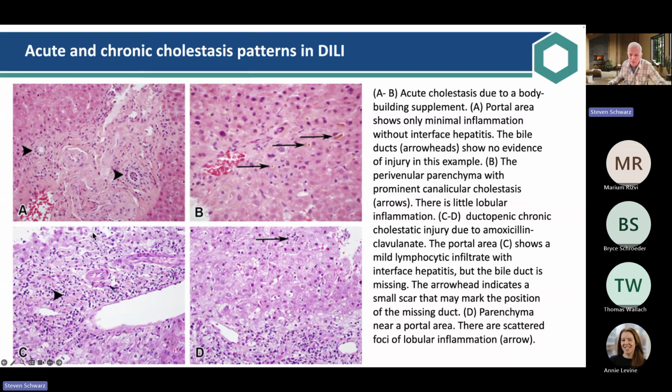Here we have lobular inflammation showing a mixed hepatitis. And here again, we have more inflammatory cells. And here's the portal area with some spilling over the limiting plate. So again, these injuries can be quite varied, even not only from drug to drug, but within the same class of drugs.